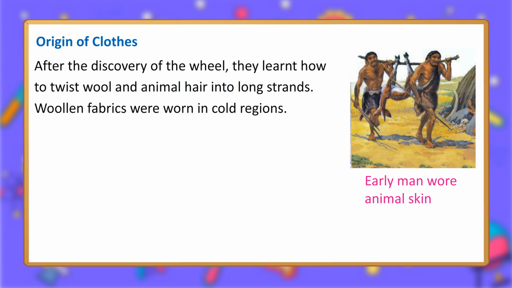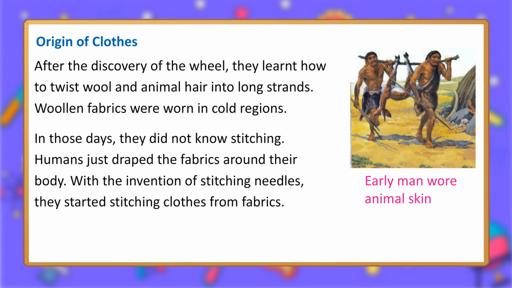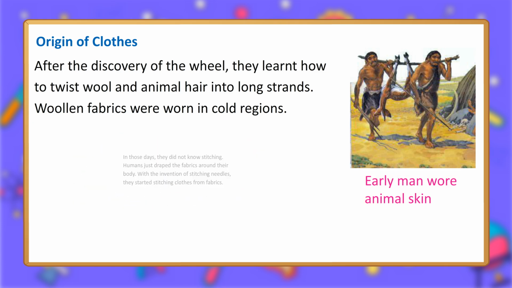Woolen fabrics were worn in cold regions. In those days, they did not know stitching. Humans just draped the fabrics around their body. With the invention of stitching needles, they started stitching clothes from fabrics. Early man wore animal skin.